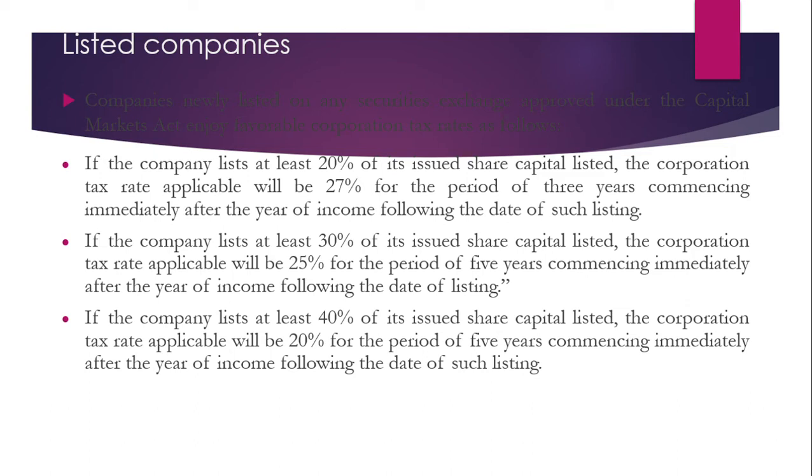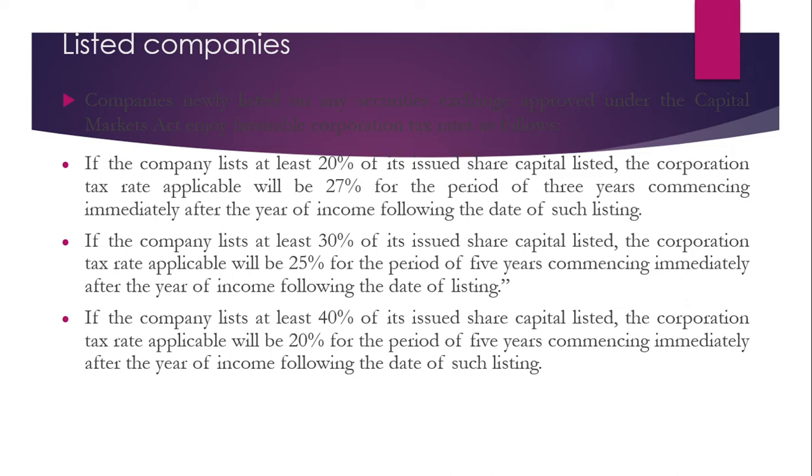If the company lists at least 40% of its issued share capital, the corporate tax rate applicable will be 20% for the period of 5 years, commencing immediately after the year of income following the date of such listing. Again, if it is 40% of the share capital listed, then we have 20% being taxed.